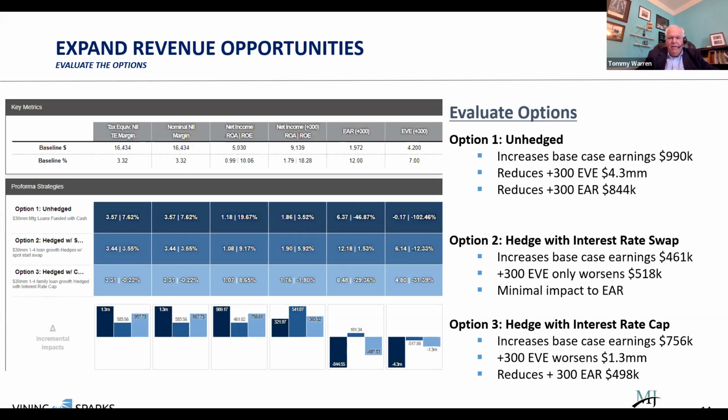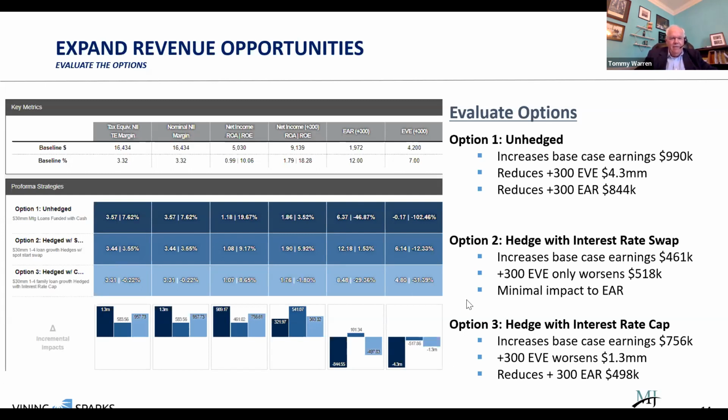We worked with one bank recently, and actually in their case, they used a combination of options 2 and 3. They swapped part of it, bought a cap, and we could do all of that in a model and show what was going to happen in different rate scenarios, and they could pull the trigger and know what would happen if they added these loans and also did different hedging transactions.